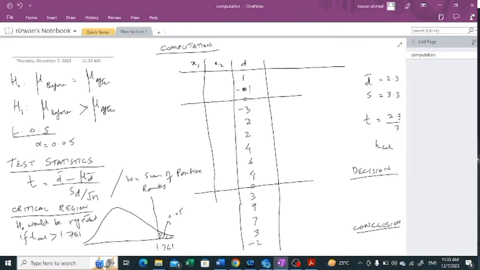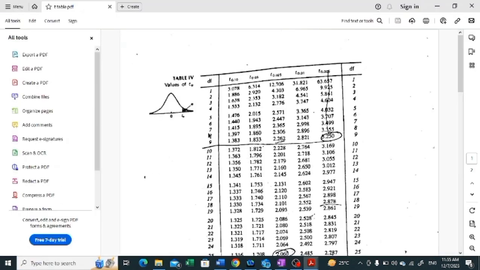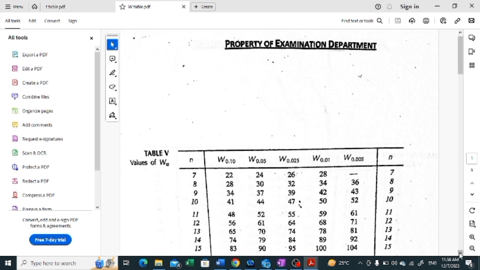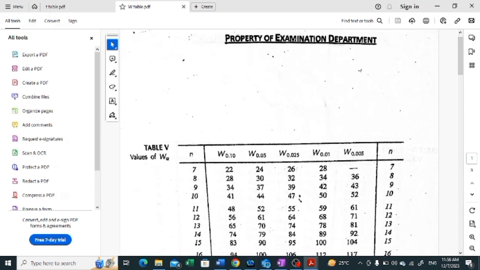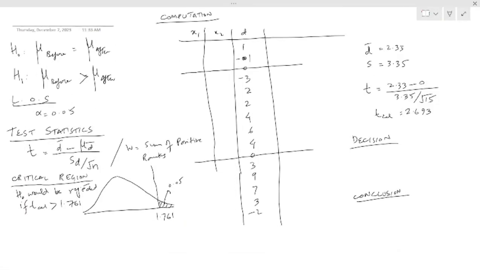So we first go for the W table, and from the W table the level of significance is 0.05, whereas the number of observations is 13, so it gives us a critical value of 70. So we now take the critical value for the W statistic as 70. On the same sheet, I'm drawing the W curve, and you need to state the rejection condition accordingly. That is, H naught would be rejected if W calculated exceeds 70 and not otherwise.